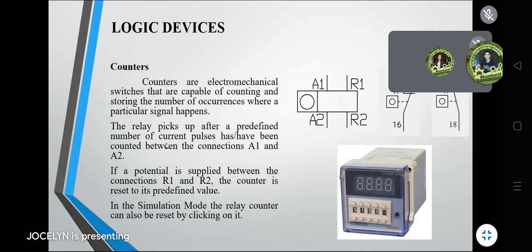Okay, so we also have counters. These are an example of counters that we can connect. We can connect them to a sensor, so it can count how many bulk bottles passed and were sensed. So our counters are electromechanical switches that are capable of counting, storing numbers, occurrences where a particular signal happens.